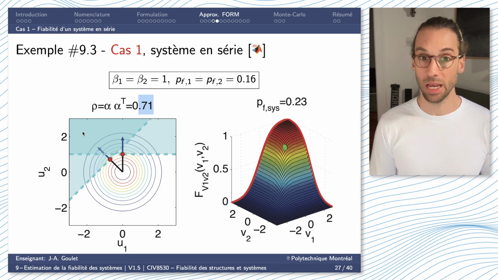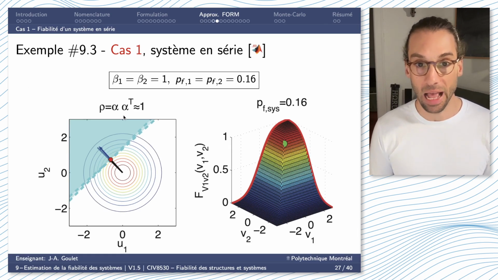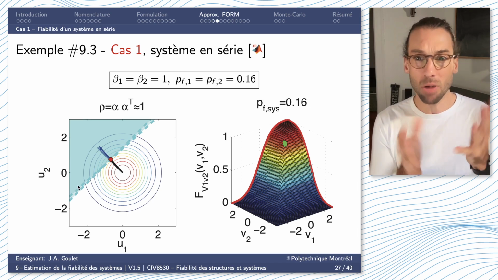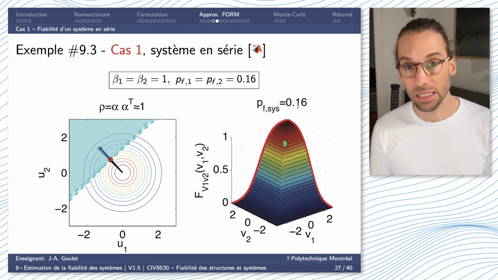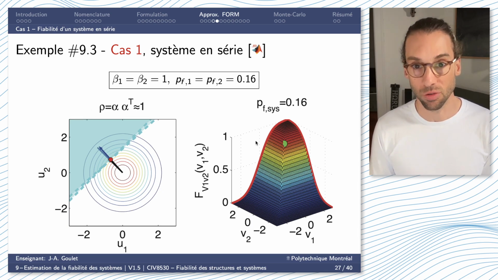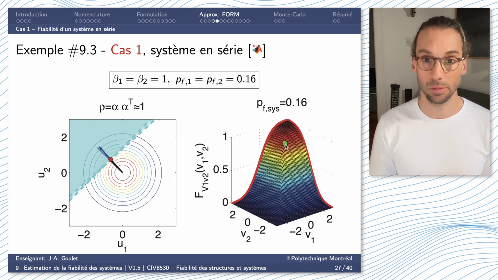If we push that to the extreme, we bring that alpha alpha transpose to roughly 1 by making our two components have a mostly overlapping failure domain, then my system failure probability is equal to 0.16. So you see that now that correlation coefficient makes a kind of square wedge in my joint CDF for expressing the probability of failure using that SORM approximation.